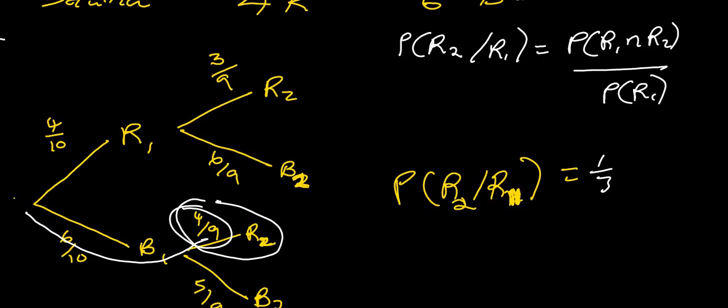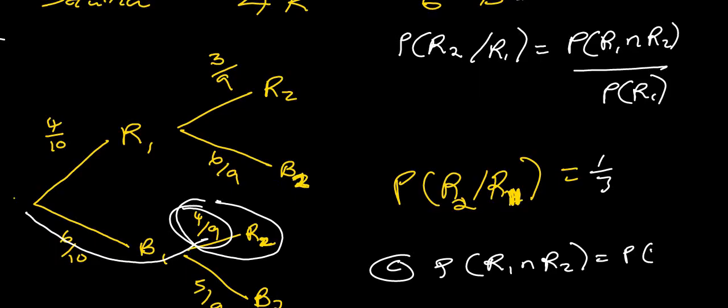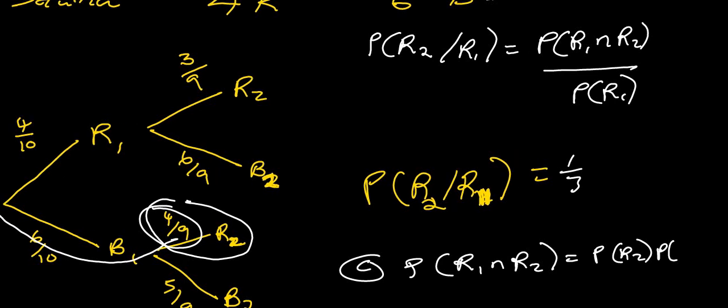So the probability that both counters are red, meaning we have red 1 intersection red 2. Now this is the same as the probability of having red 2, times the probability of having red 1, given that red 2 has already been picked, right? So here we're going to get red 2, we already have it. It's 1 over 3, which is 3 over 9.